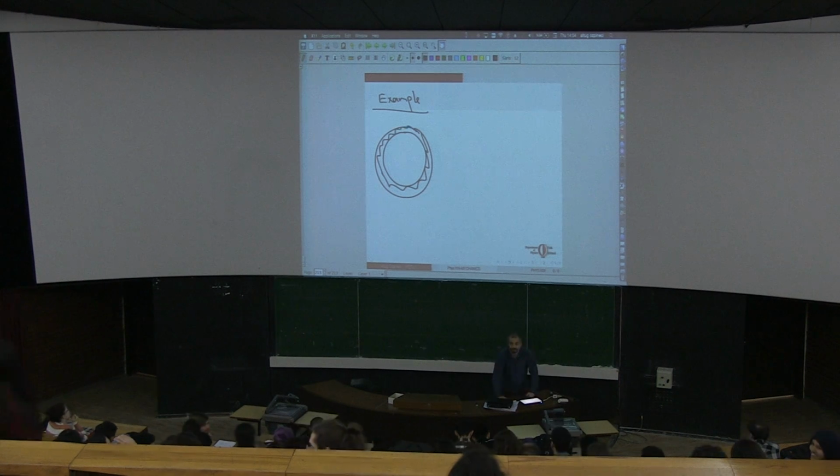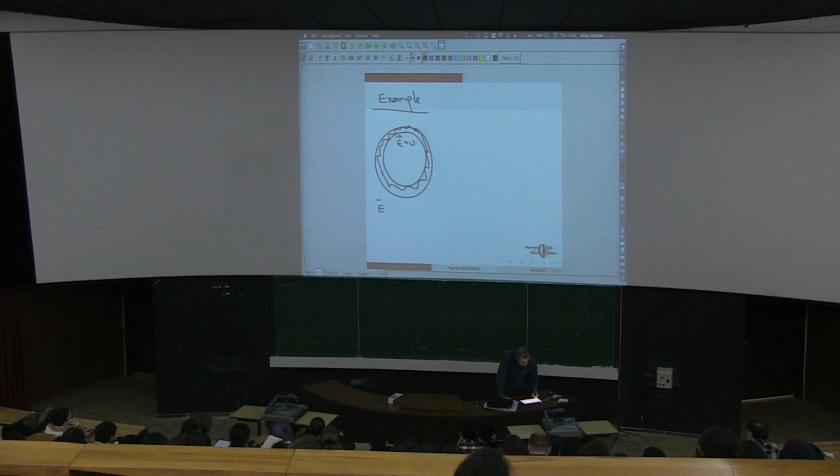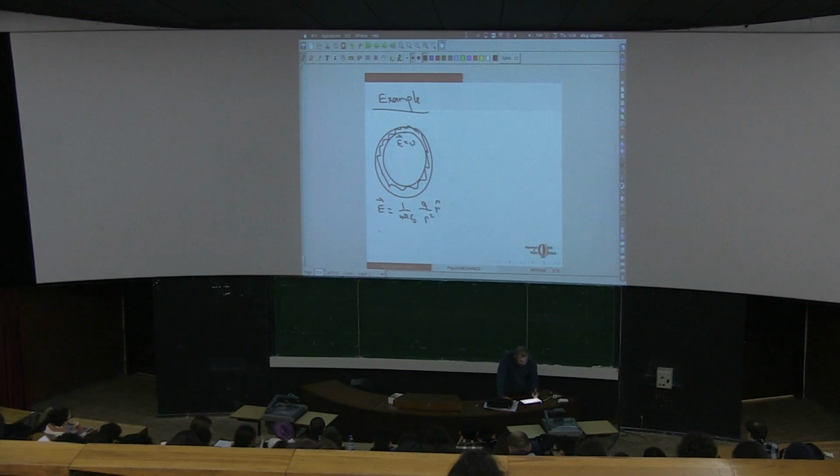So you see, this is our spherical shell. You all agreed that inside the electric field is 0. Outside, you can write the electric field to be 1 over 4 pi epsilon 0 q over r squared in the r hat direction. Now, r is the vector position of the observation point relative to the center.